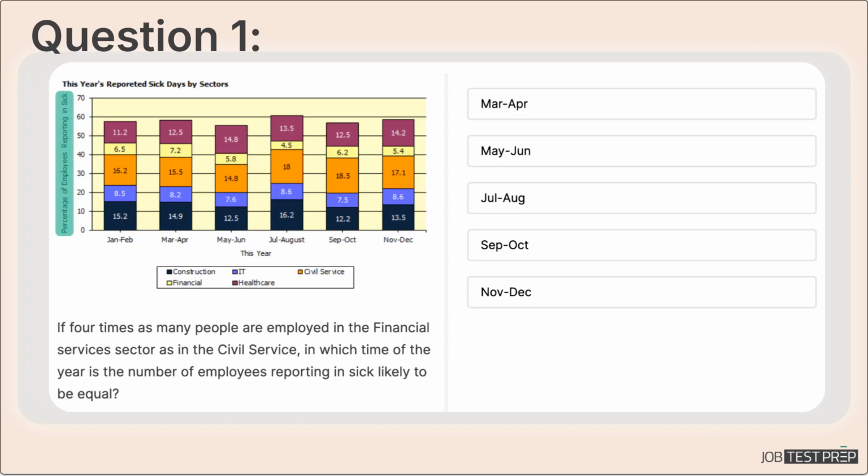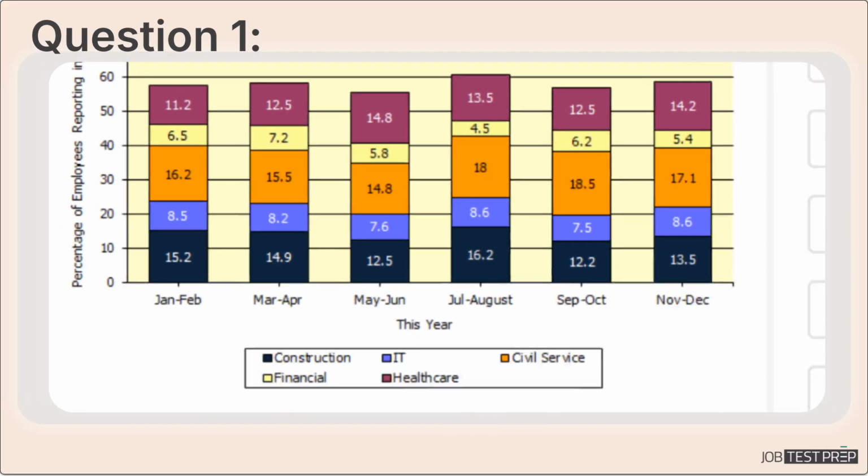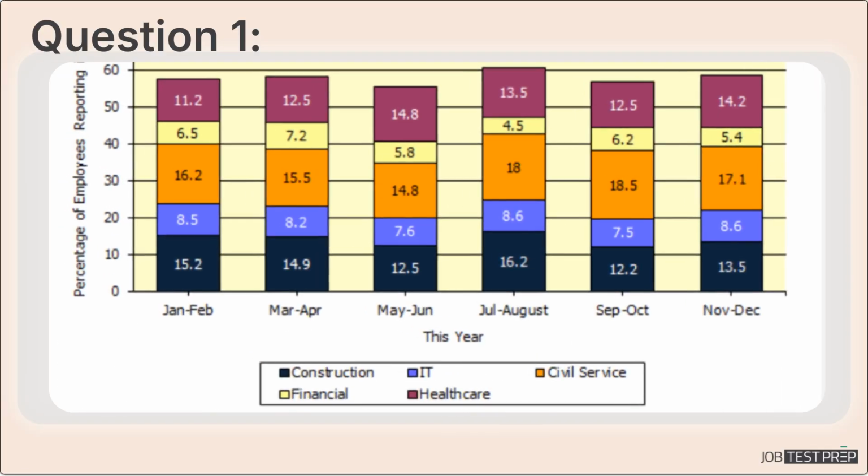The y-axis shows the percentage of employees reporting in sick, ranging from 0% to 70%. Each bar represents the total percentage of sick employees for that time period and is broken down into 5 color-coded sectors: construction, dark blue; IT, blue; civil service, orange; financial, yellow; and healthcare, purple.